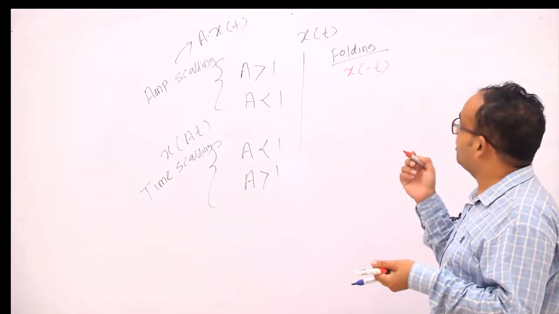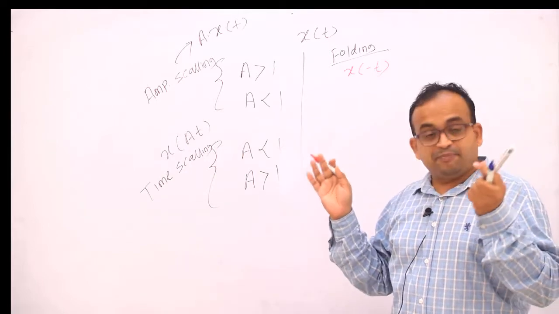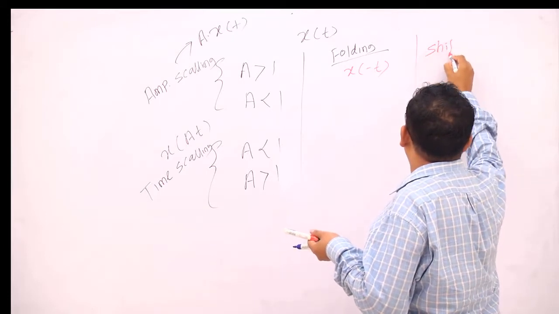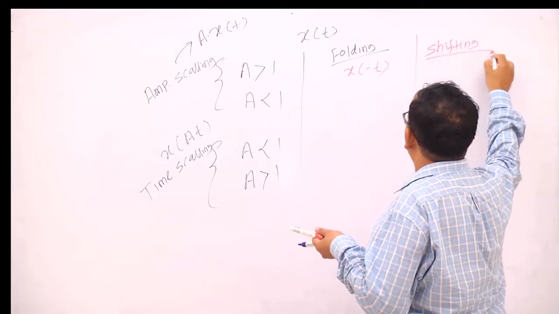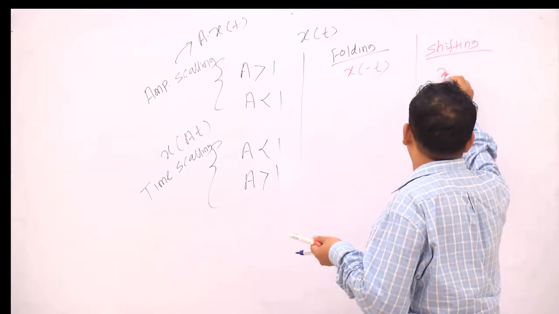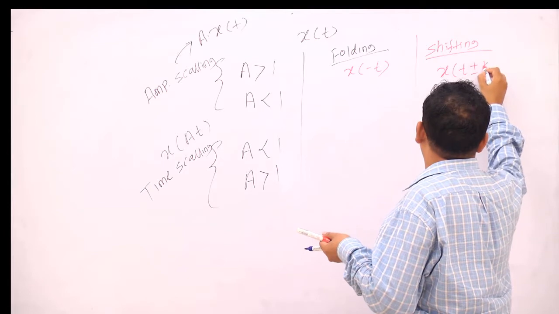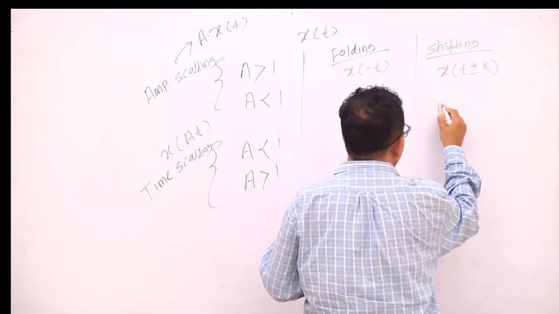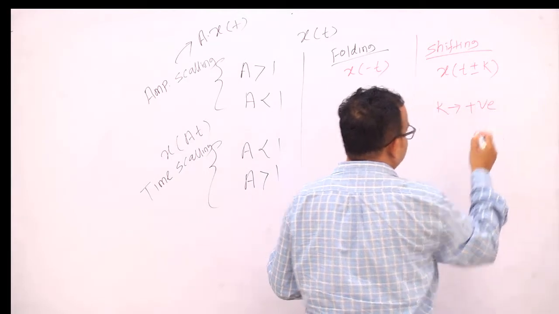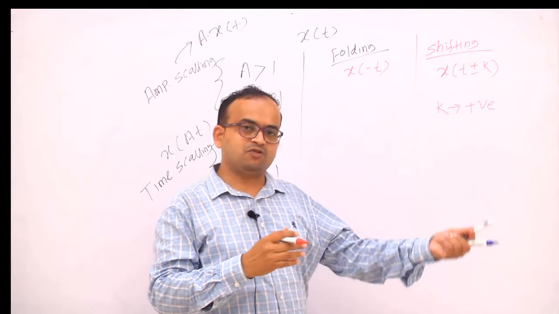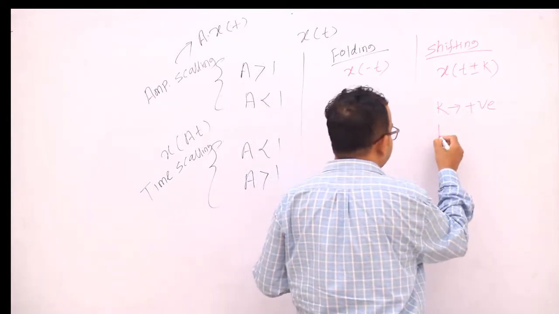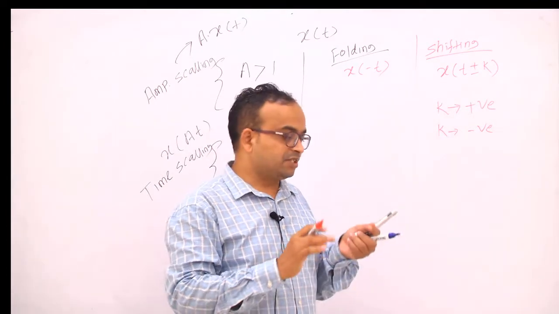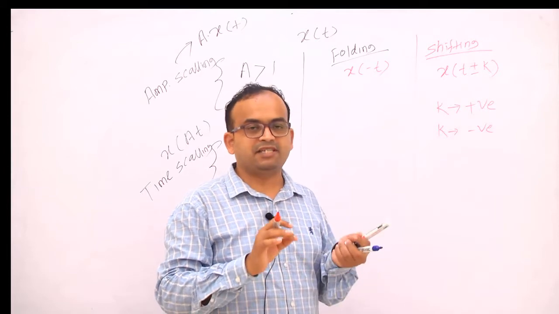Coming to the last one, that is the shifting operation. What is shifting? We are doing only time shifting, that is x of t plus or minus k. We discussed this in the last class. If k is positive, the signal is shifted toward the left. Similarly, if k is negative, the signal will be shifted toward the right. These are the things we discussed in the last class.